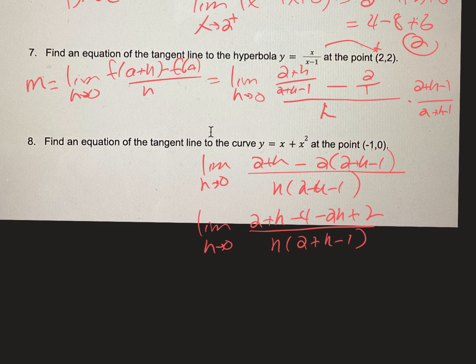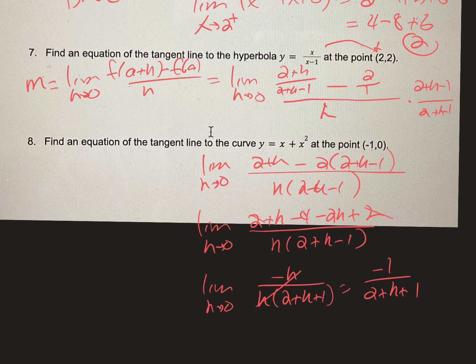This might take you a little room. The limit as h approaches 0 of my numerator now, 2 plus 2 is 4, that's gone. That gives me a negative h on the top, a 1h on the bottom over 2 plus h plus 1. Those h's are going to cancel. It gives me negative 1 over 2 plus h plus 1.